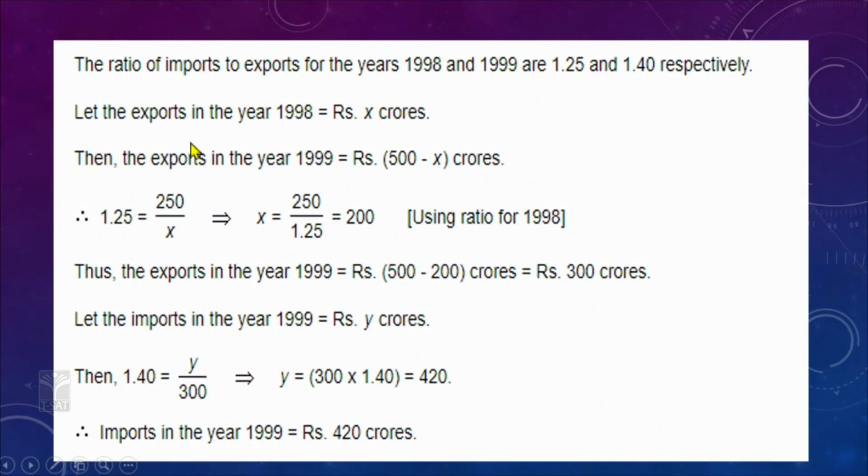Here you can say the exports in 1998 is X, then the exports in 1999 will be 500 minus X, because the total is 500. So 1.25 is equal to 250 by X, or X is equal to 250 by 1.25, which is 200. From this you can calculate the imports in the year 1999 as 420 crores, clear?